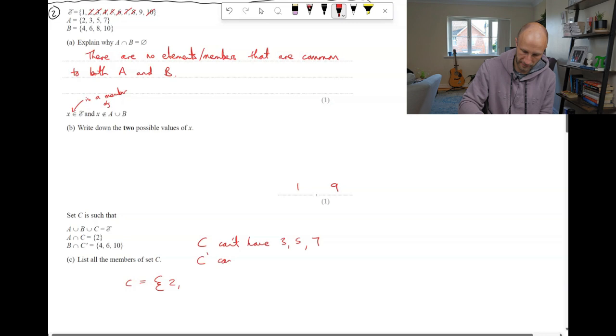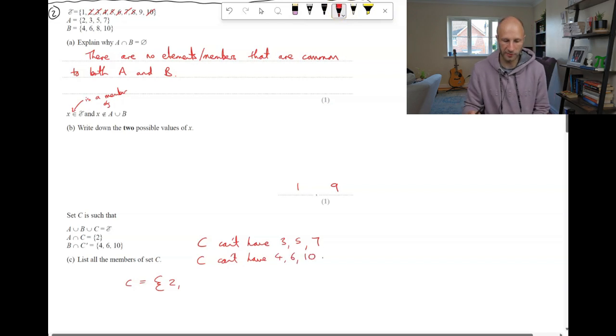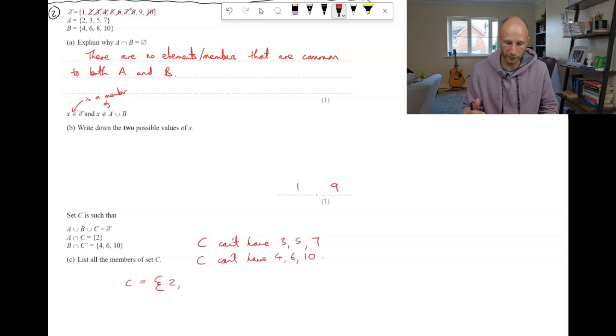So that means C can't have 4, 6, and 10, because B and not C does have 4, 6, and 10 in it. So we will ignore 4, 6, and 10, and we'll ignore 3, 5, and 7. So that should leave us with all the other elements.